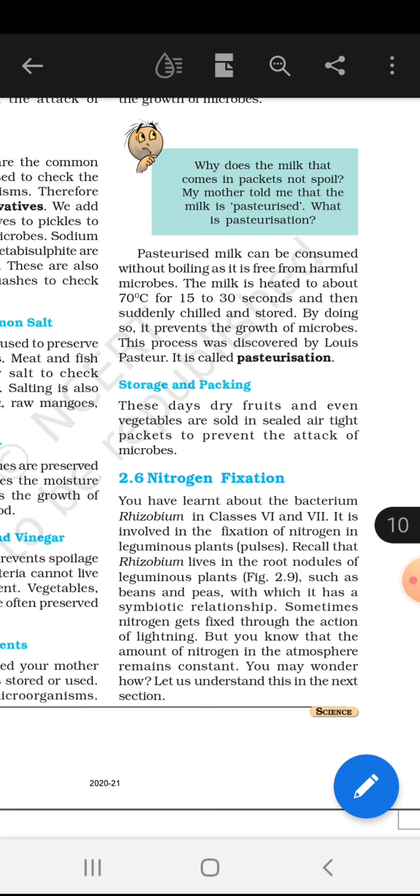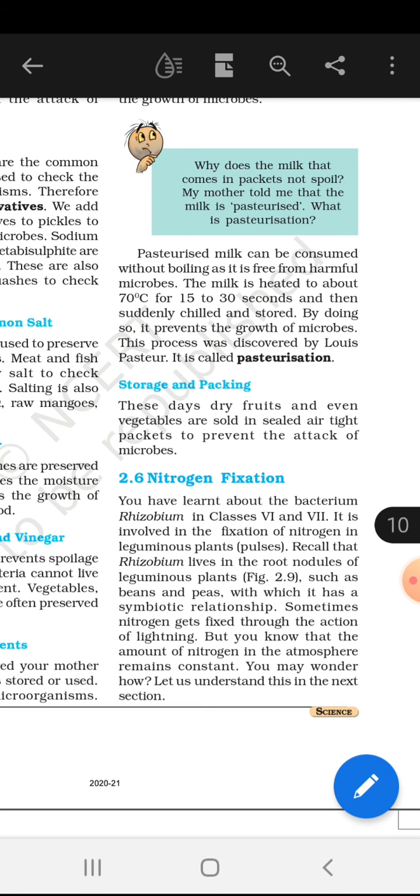Nowadays you can see that many dry fruits and vegetables come in sealed airtight packets. The packets are sealed in such a way that air is removed from the food, and this stops the growth of microorganisms in the food. So this is the way in which we can prevent our food from spoiling and keep it preserved. So this is the food preservation method.